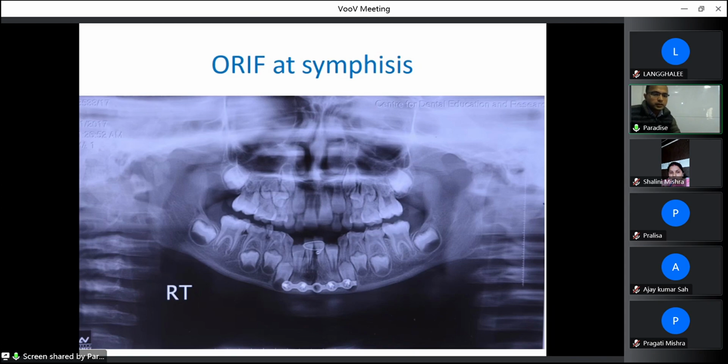In this case, there was no lateral incisor, so we didn't have any option and we put the bridle wire adjacent to the central incisor only. And we have to place a bridle wire in all patients, adult patients as well.